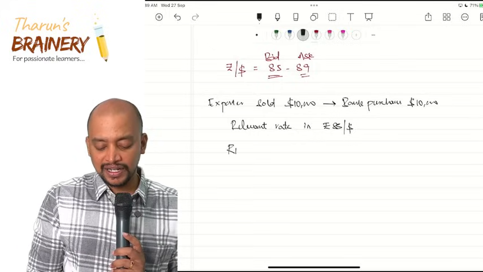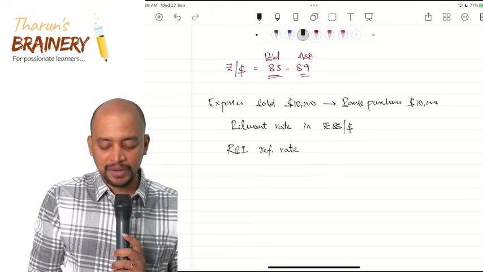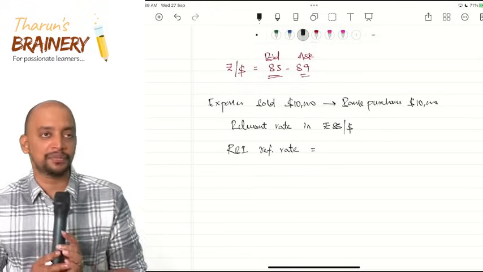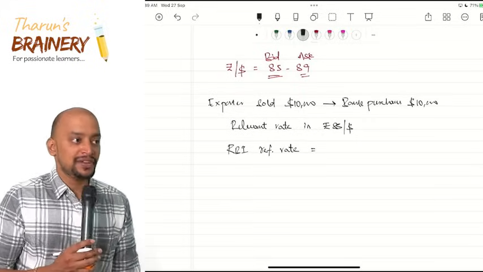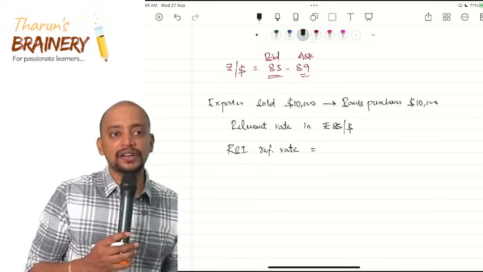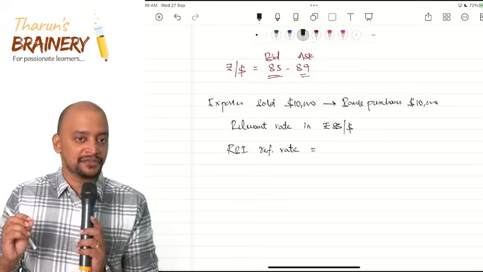Then the RBI reference rate for this transaction. From time to time RBI will be giving a reference rate. Right now RBI is not giving the reference rate. They have outsourced this work to FBIL, Financial Benchmarks India Limited, and they will be giving the reference rate. But still, in the law they use the words RBI reference rate only.